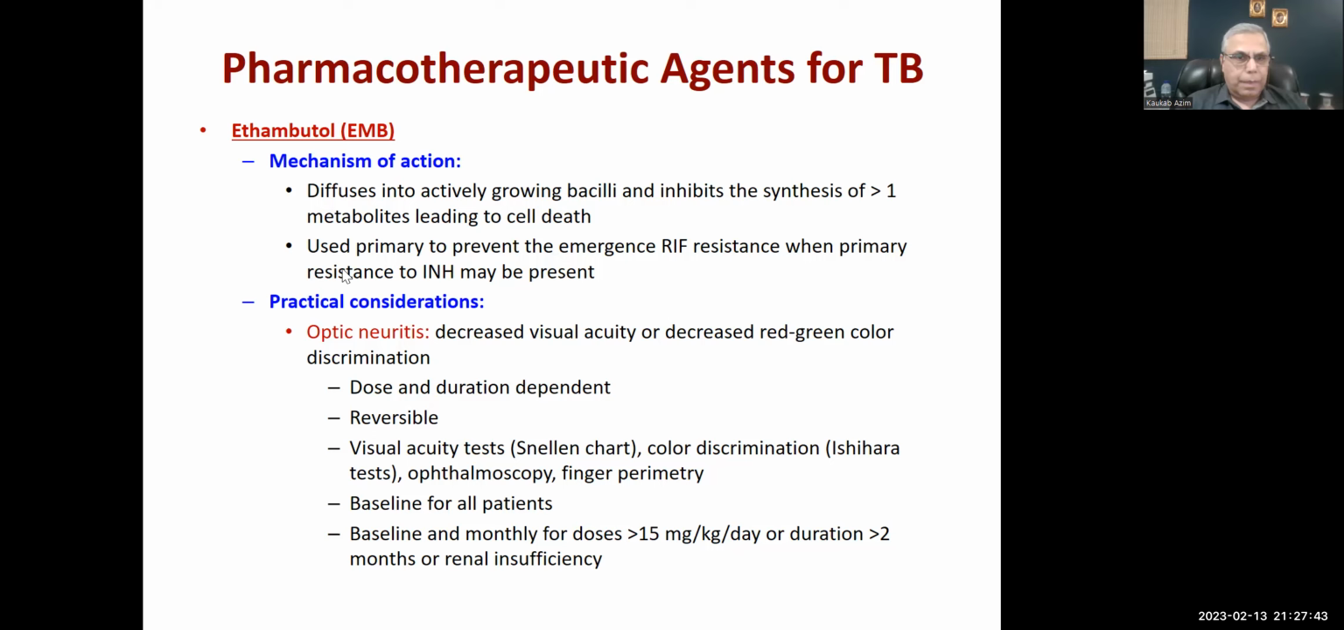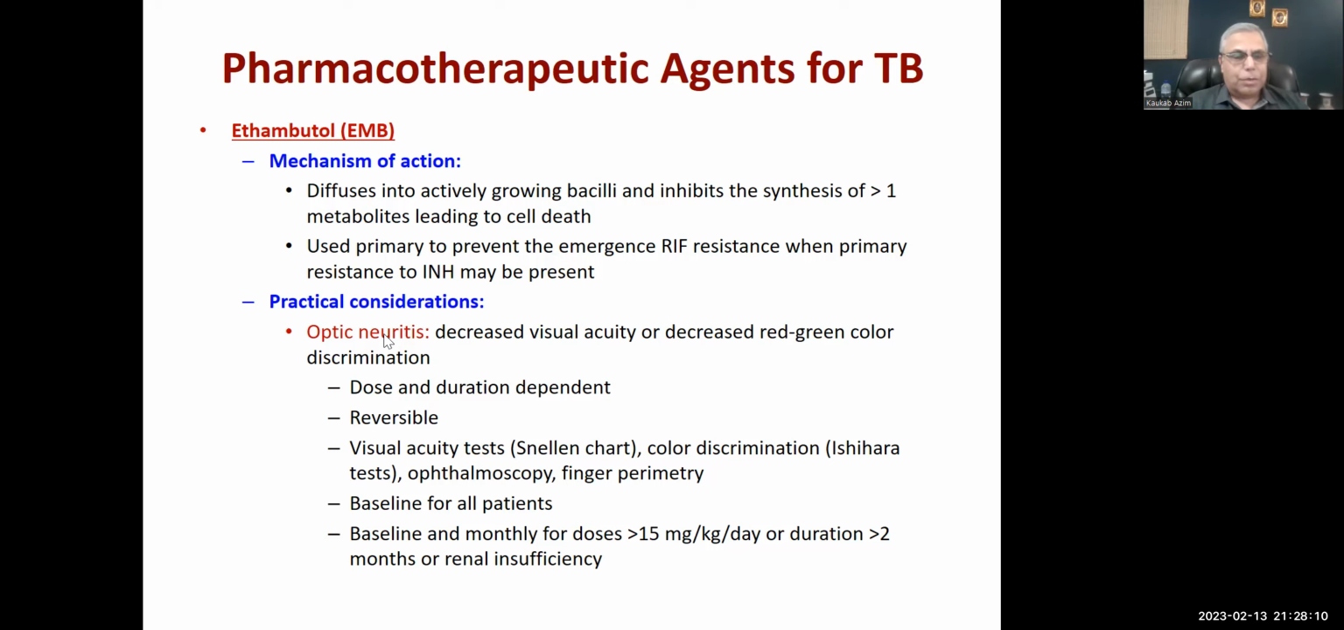Used primarily to prevent the emergence of rifampin resistance when primary resistance to INH may be present. So, both these drugs, ethambutol and pyrazinamide, are more active in the initial phases of the disease. That is why we are including them in the initial phase of the treatment for the first 2 months, which is known as the intensive phase.